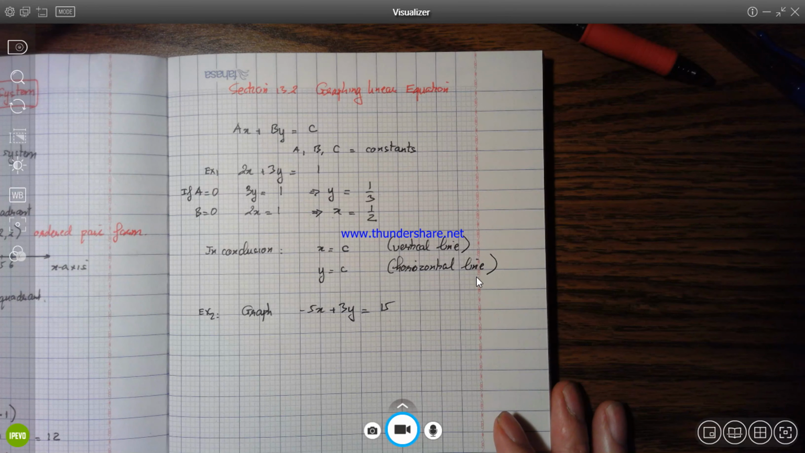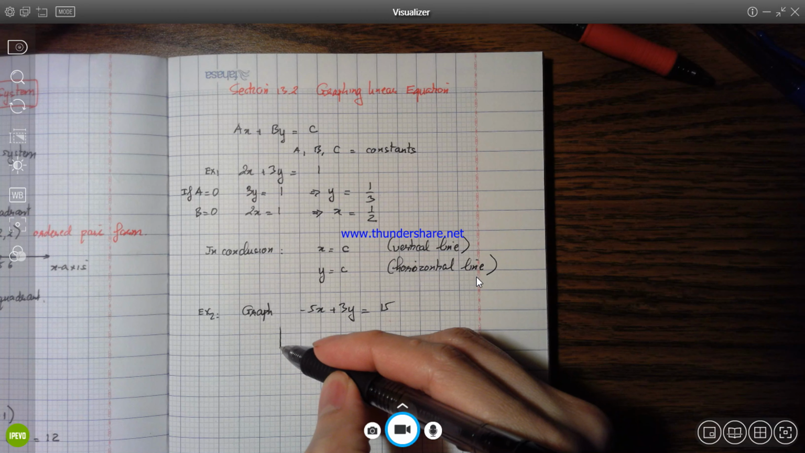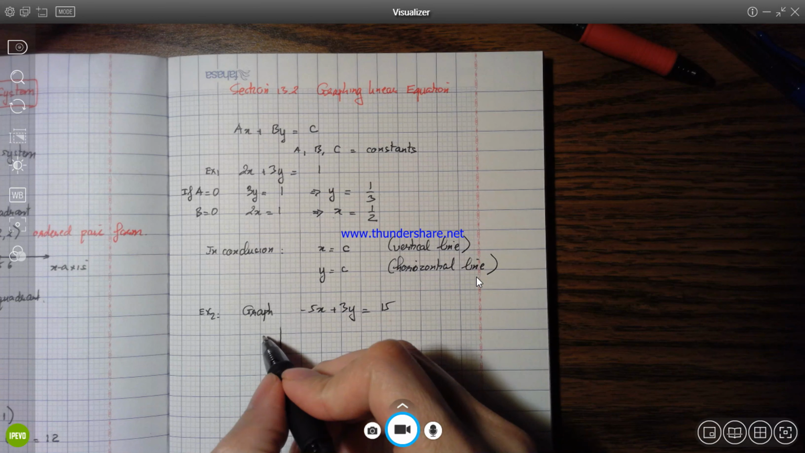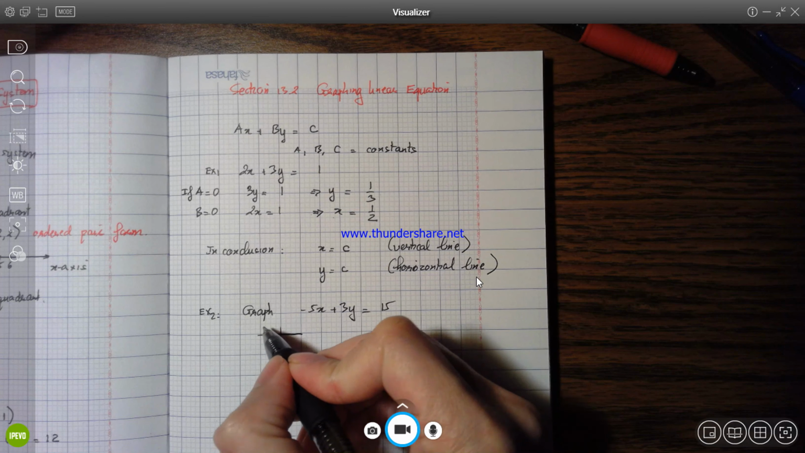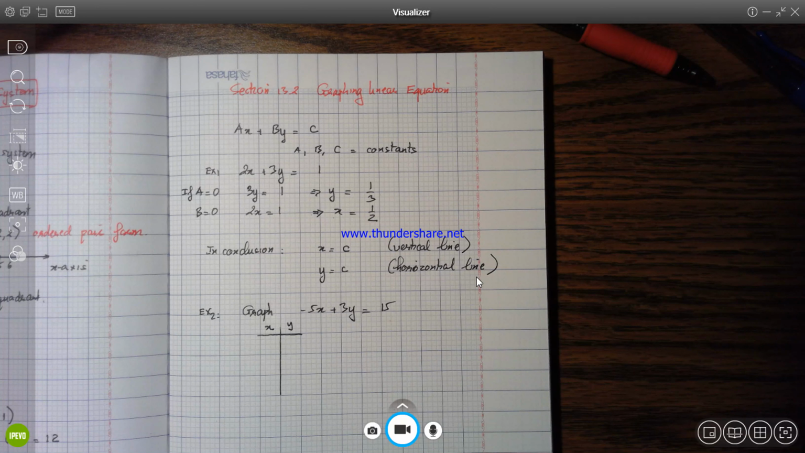In order to graph this, we're going to set up a table, and I'm going to divide that table into two parts. On the left side I'm going to put x, and on the right-hand side I put y. So this is graphing by setting up a table. I'm sure that some of you already learned it in high school, like algebra 1, in high school or middle school. And you can plug in any value.